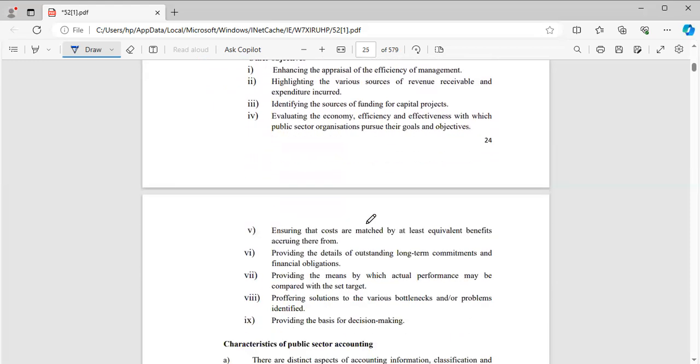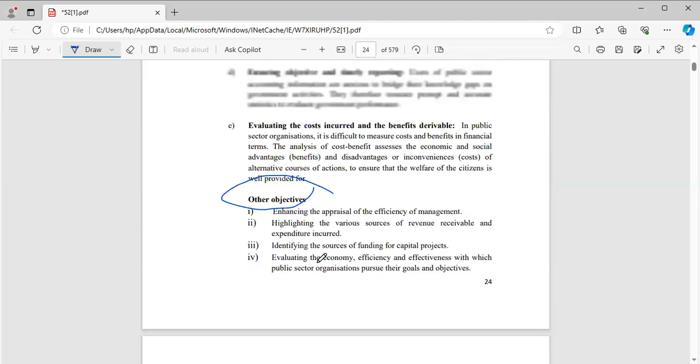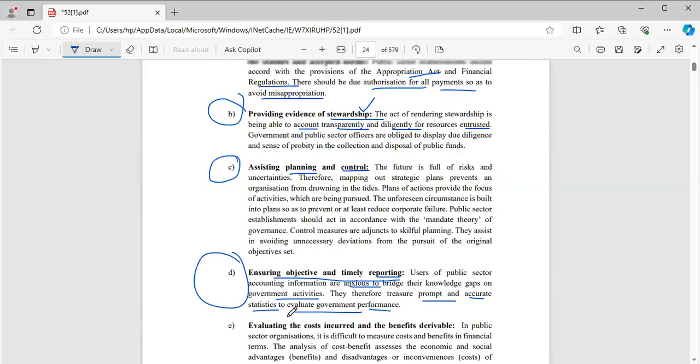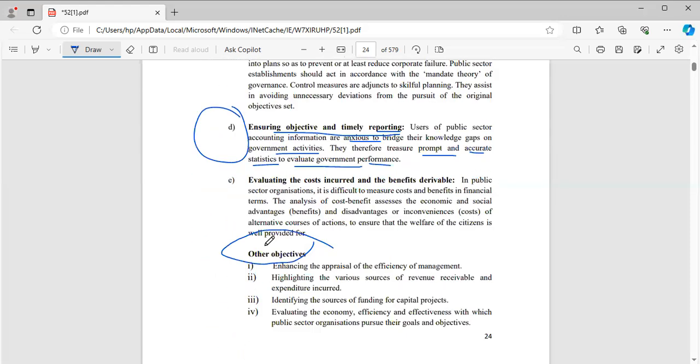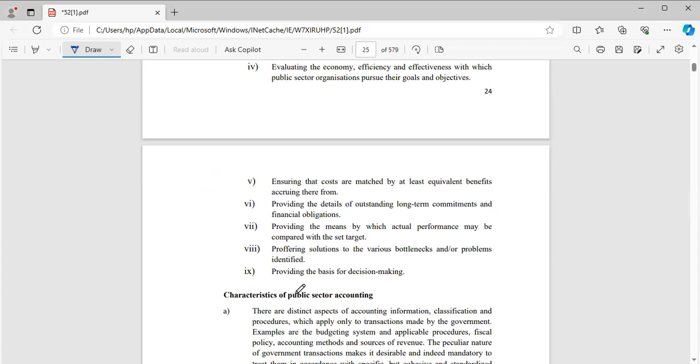So ICAN has also said, okay, I am giving you other objectives. So you can also look at other objectives just in case you have been asked in your exam to state 5 objectives and you can't remember everything here. We only have 1, 2, 3, 4, and 5. So here are other ones again. We have about 9 other objectives.